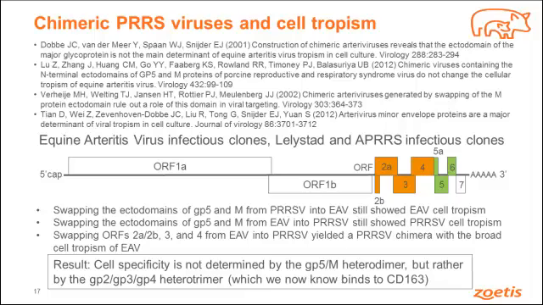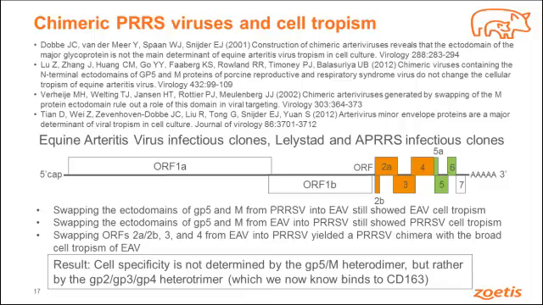So one thing they did was to swap in the ectodomains of GP5 and M, that's here, from PRRS into an EAV infectious clone, and it still had the EAV cell tropism. Then they did the reciprocal, which was to swap in these genes from EAV into a PRRS infectious clone, and it still had the PRRS cell tropism. So ORFs 5 and 6 actually were not important in this broad versus narrow cell tropism.